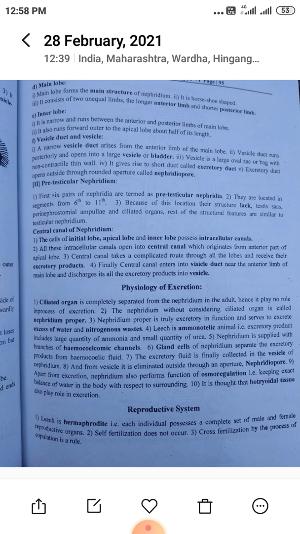It is thought that botryoidal tissue also plays a role in excretion, which is an excretory organ that also plays a role in excretion.